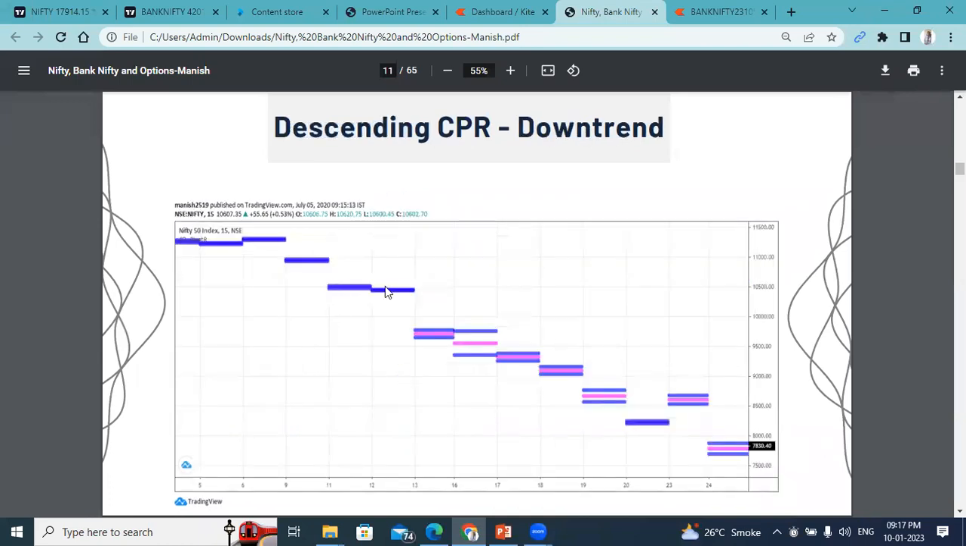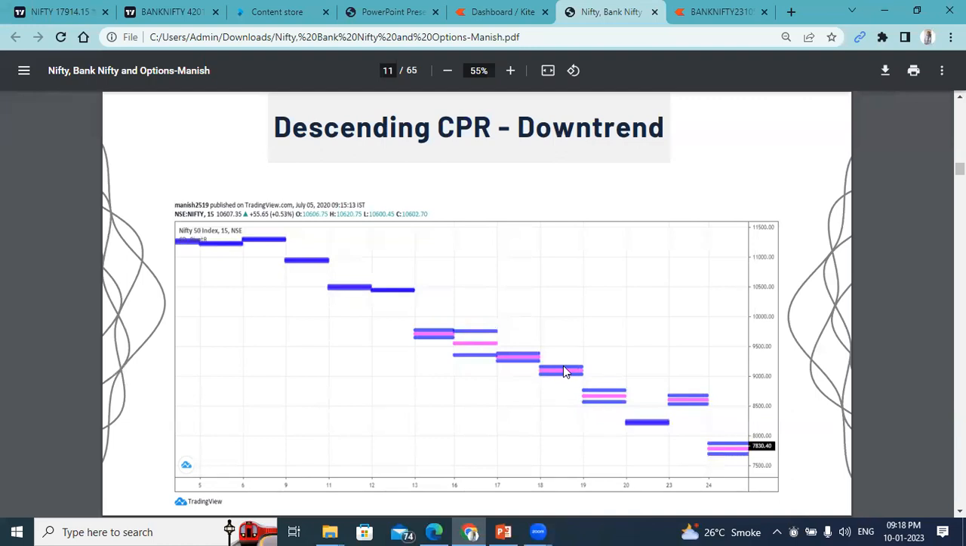Now descending CPR will be the opposite. So this is 17th and this is 18th. We will compare these two sessions. See, on 18th, the top CPR is below the previous day's bottom CPR. 18th को top CPR नीचे है पिछले दिन के bottom CPR से. So on 18th, this is descending CPR.